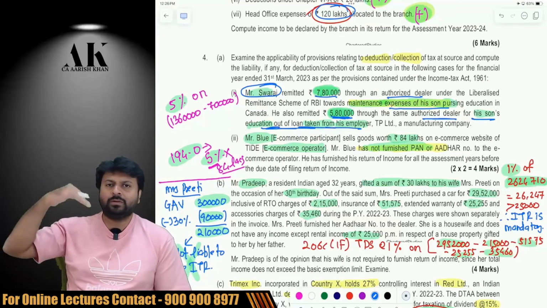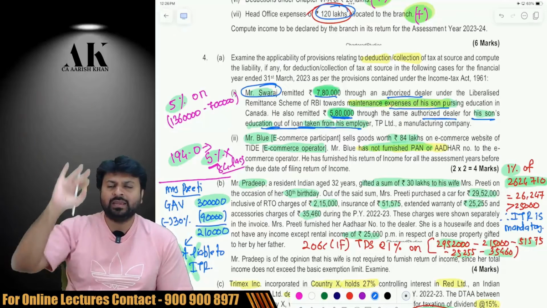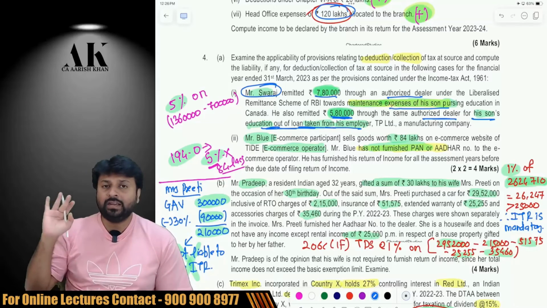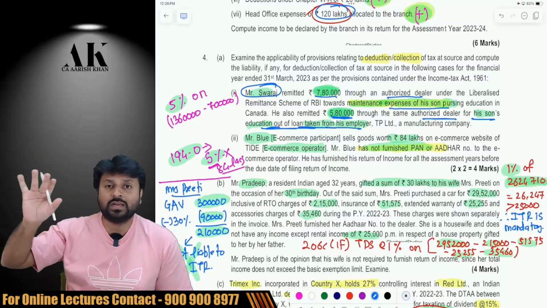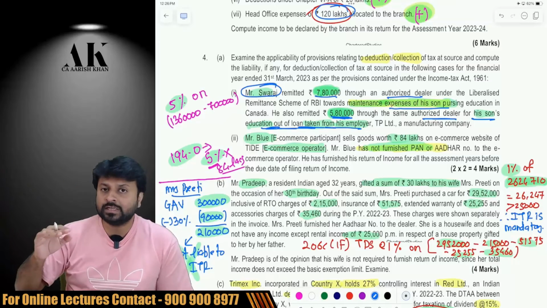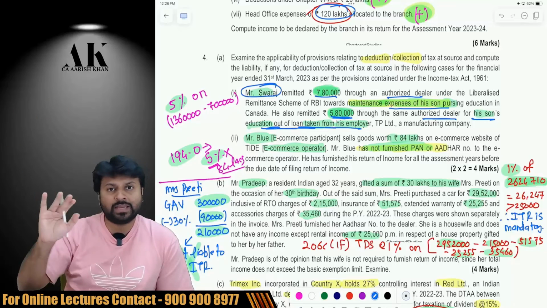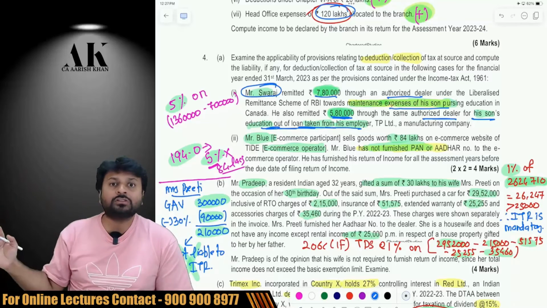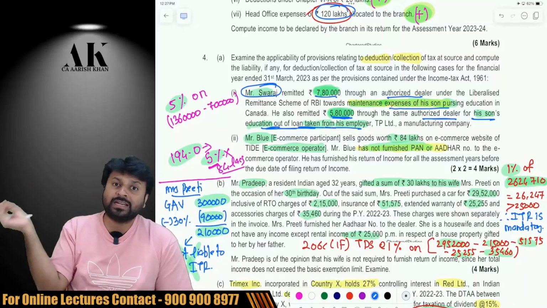So I am taking a loan from my employer and then I am sending the money outside India for my son's education. Now, if I would have taken a loan from a financial institution in India, not from my employer, and I would have sent that money, then I would have gotten a separate 7 lakh exemption also. Then I would have gotten the 0.5% tax benefit also.